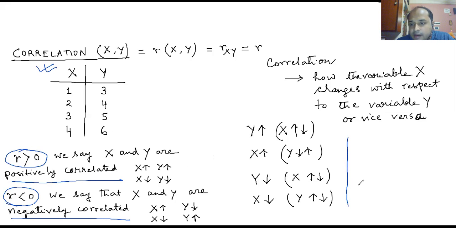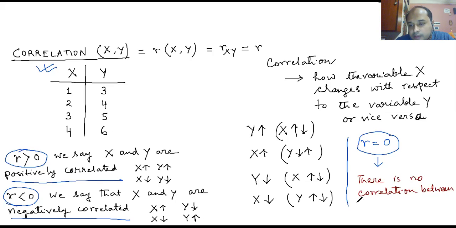And when R is equal to 0, that means there is no correlation between the two variables. Okay. So I'm going to calculate this particular problem now.